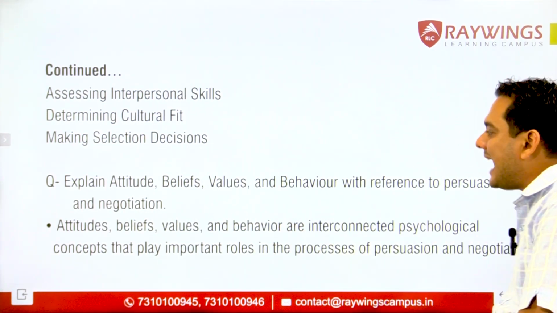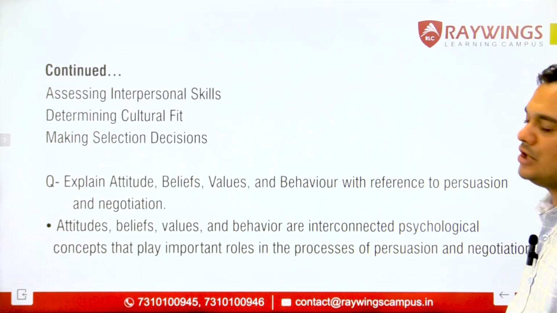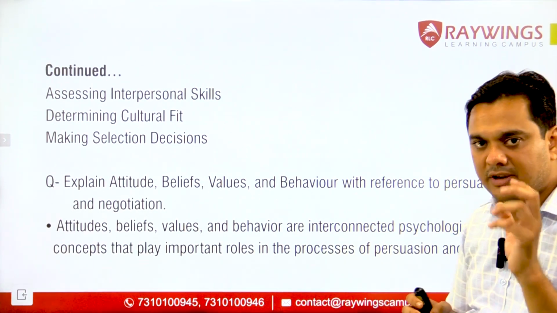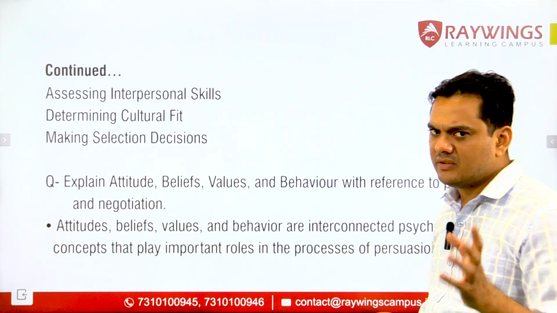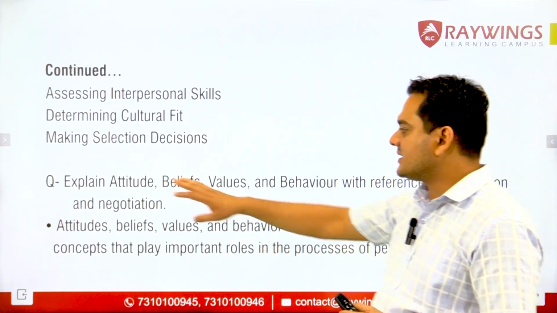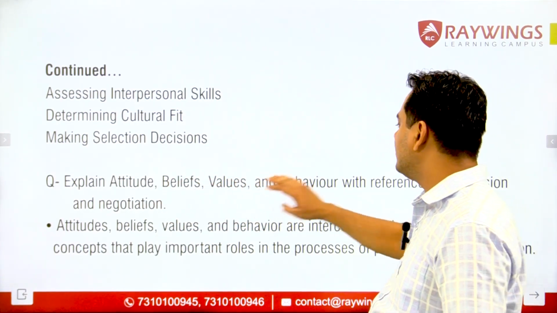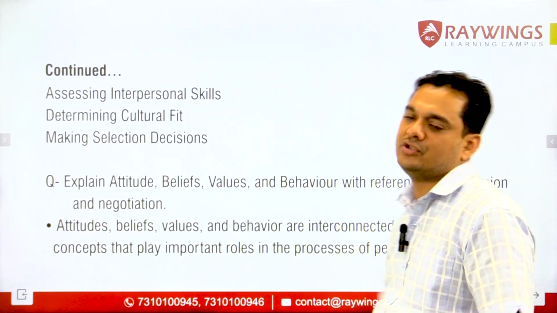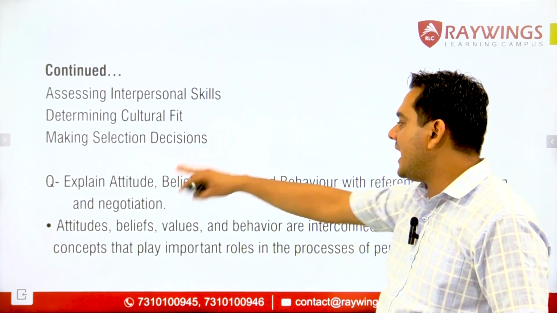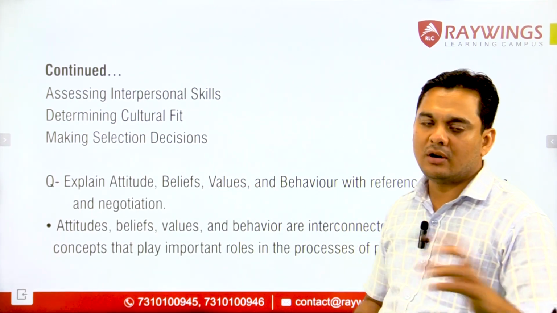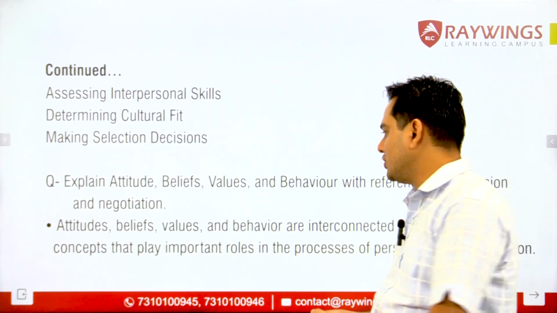Next, it says explain attitude, beliefs, values, and behavior with reference to persuasion and negotiation. This is one of the very important, crucial questions, because it comes over a period of time. It is always asked, and we need to understand the question first. It is wanting the attitude, belief, values, and behavior with reference to persuasion and negotiation. When persuasion or negotiation takes place, then what is the attitude, belief, values, and behavior of a particular person associated with that negotiation or persuasion. So let's see.